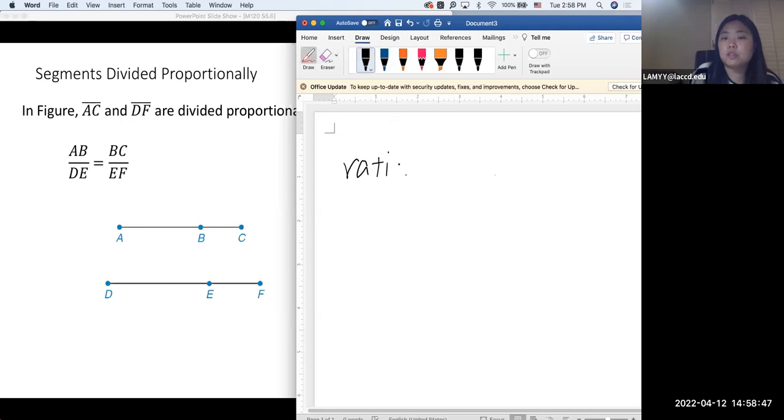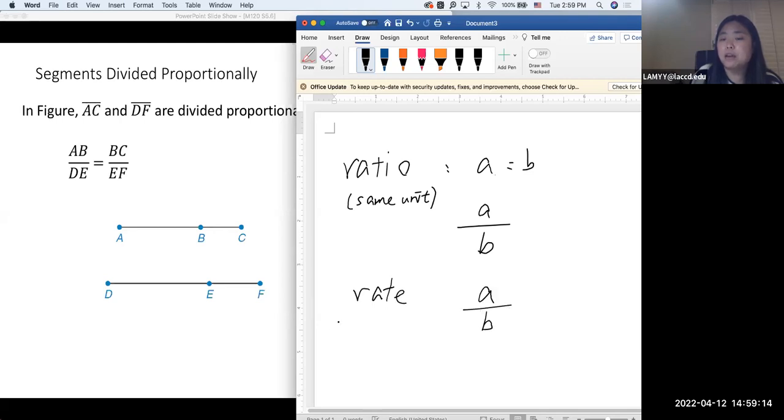I don't remember which session it is. We talk about the ratio, right? We could have A colon B, or we could write down the ratio as A over B. For a ratio, we have the same unit here. And then we have the rate. Same idea, A over B, but they may have a different unit.